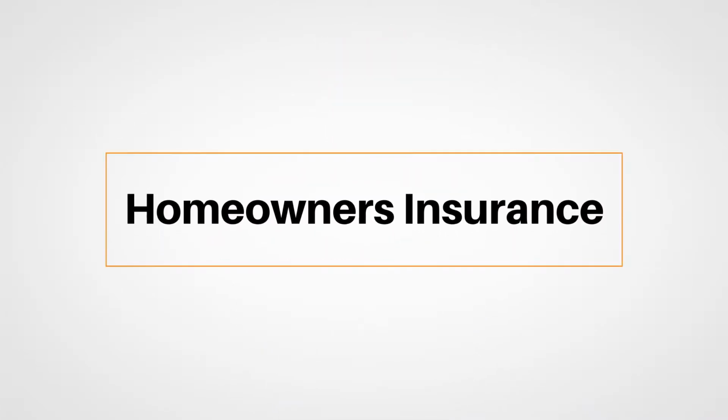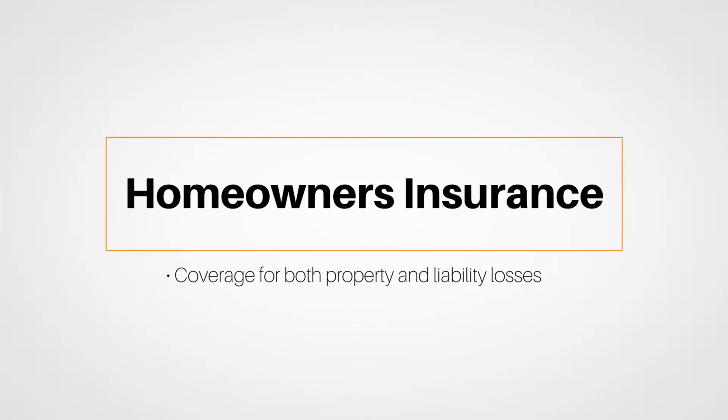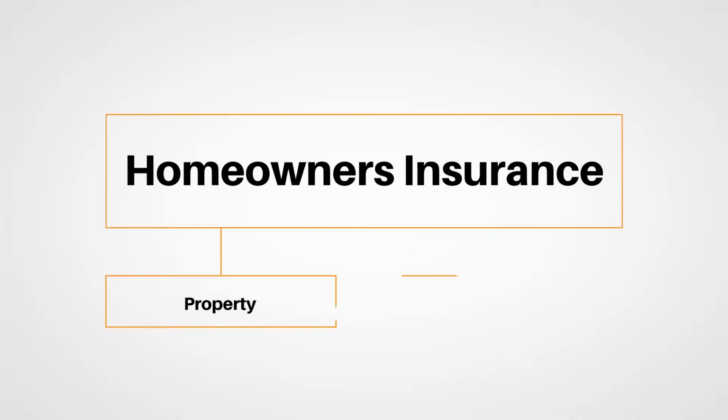As I mentioned before, homeowners insurance is one of the two types of insurance specifically designed to protect places where people live. Unlike dwelling insurance, homeowners insurance provides coverage for both property and liability losses. This is a significant expansion of coverage over dwelling insurance, which only protects property. In one sense, a homeowner's policy can be seen as a combination policy. It combines both property and casualty insurance into one policy.